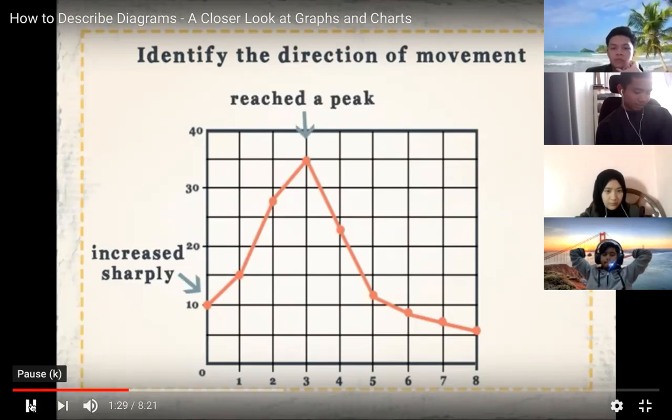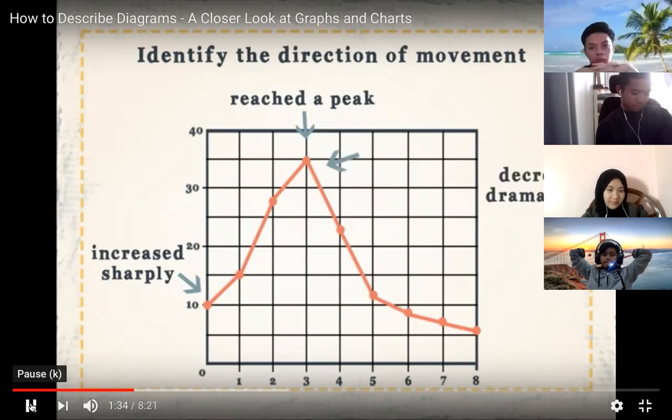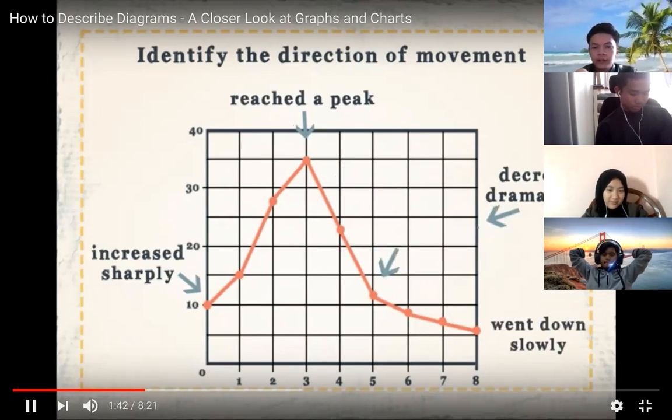Then they reach a peak at the highest point. Then they decrease dramatically. And the final few coordinates go down slowly.